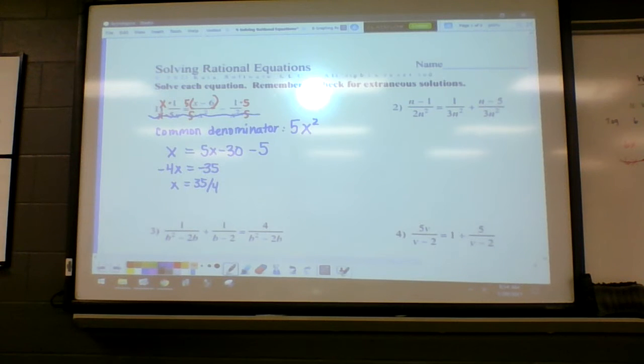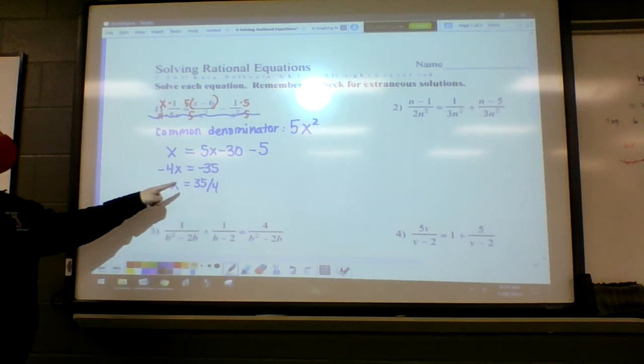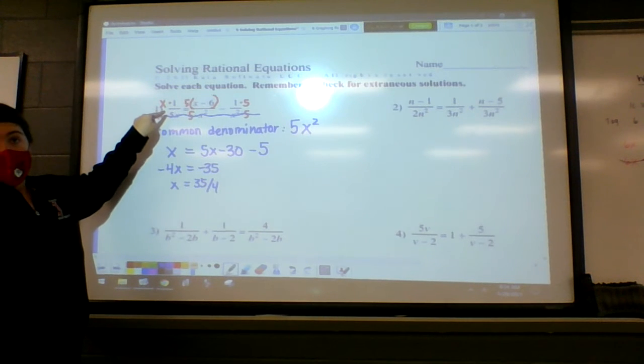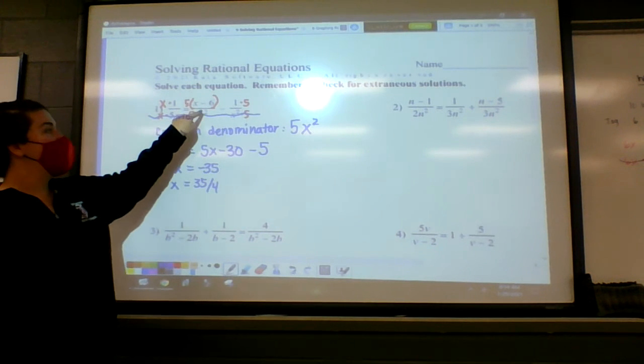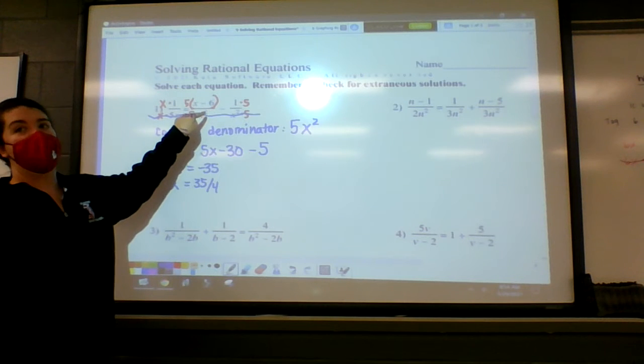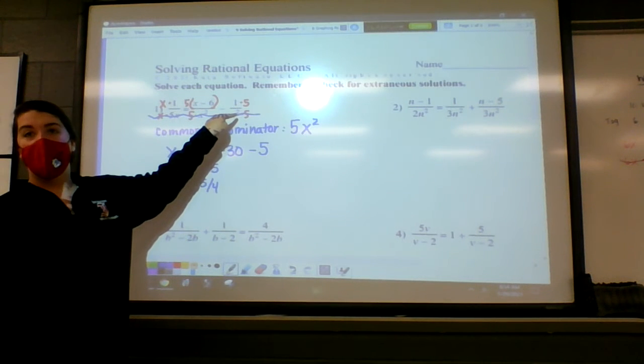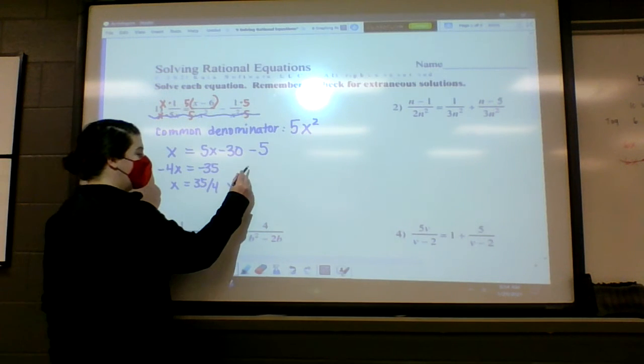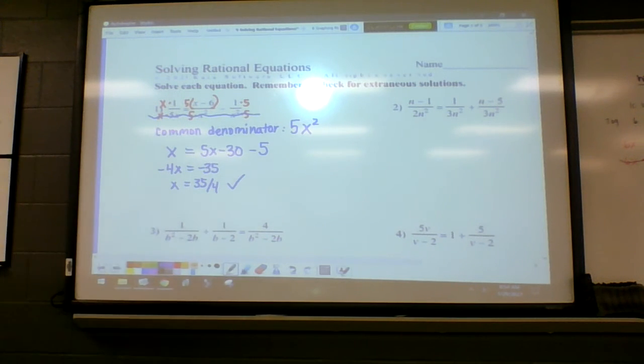So we have to check to make sure that this number does not make a denominator equal to zero. You don't have to check the entire equation, just the denominators. So if you put 35 over 4 into 5x, is that going to make a zero? No. If you put 35 over 4 into x squared, is that going to make zero? That's the same thing, so it will also not make zero. So that means that this is the solution. So it is checked. You're just checking to see if it causes a divide by zero issue.